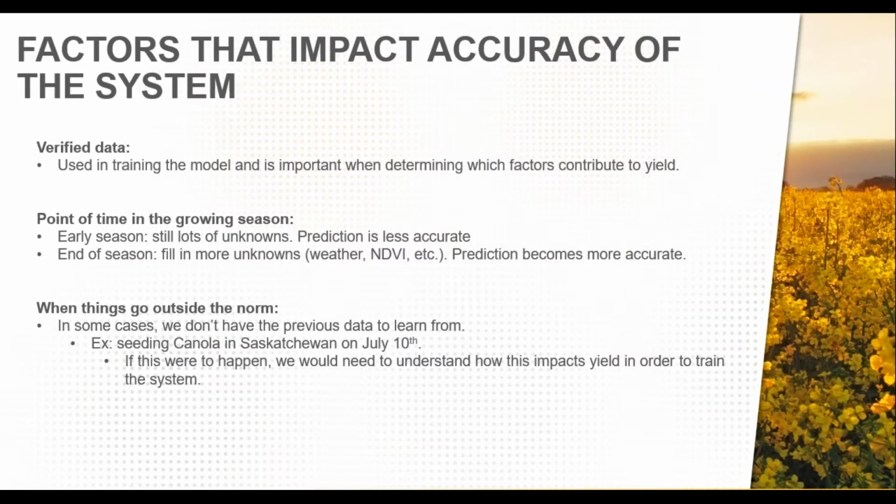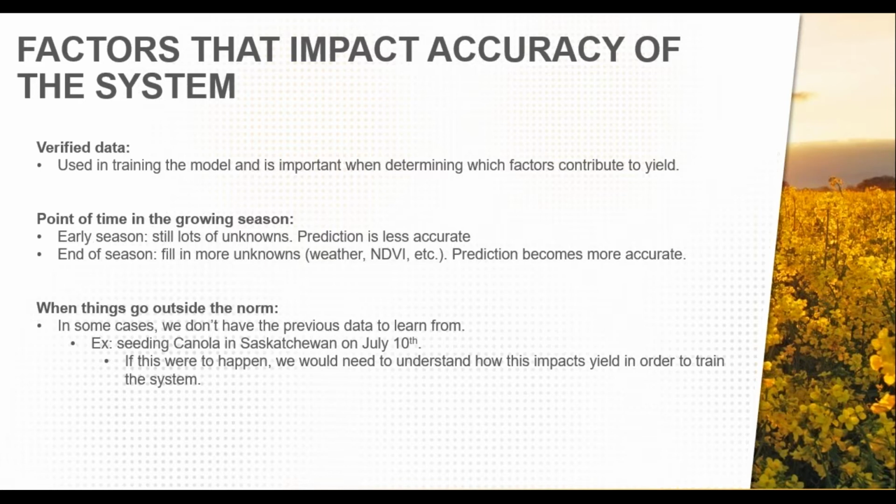So what are some things that can impact the accuracy of the system? There's a few things listed here. The first one is just the verified data. This is used in training the model and is important when determining which factors contribute to yield. Incomplete data sets lead to less accurate predictions because this info is really key for training the model. So again, making sure that we have a good set of verified yield data from the previous growing season is key to making the next season's predictions that much more accurate.